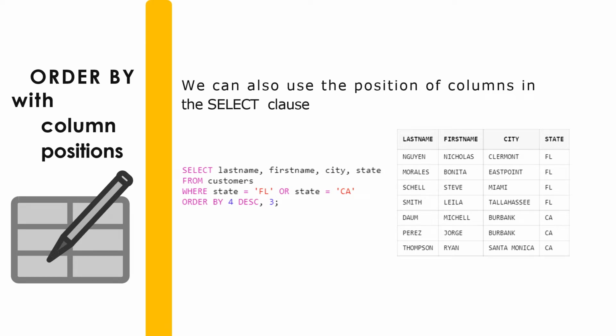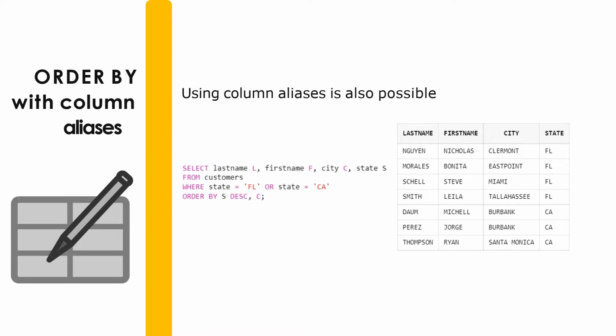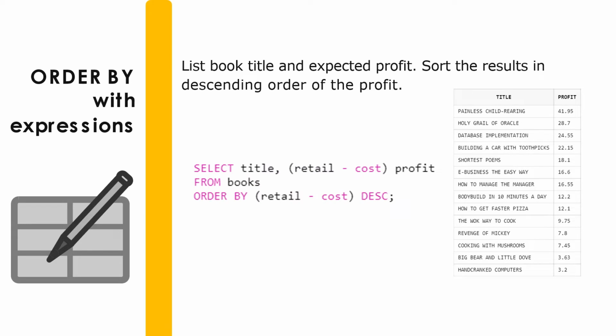Alternatively, we can also use the position of the columns in the select clause. The same result is what we are getting in the previous example. If we have used column aliases in our select statement, we can also use them in our order by clause, as we can see in this example. We can also have expressions in our order by clause, as illustrated in this example.